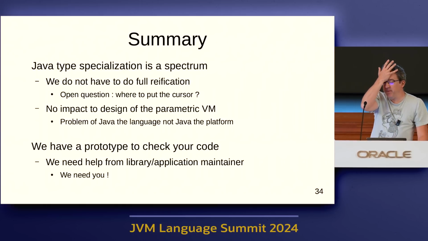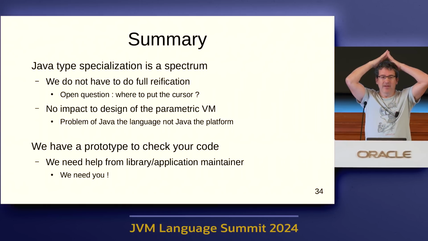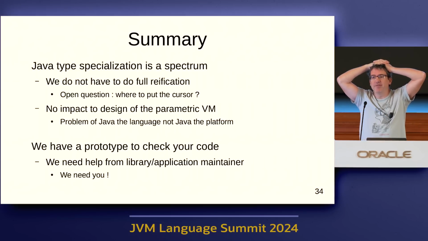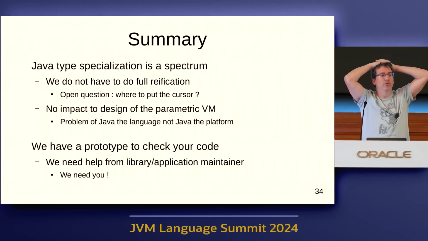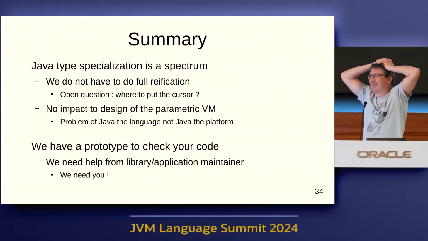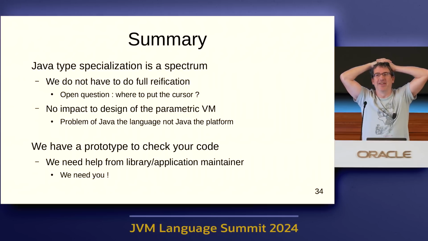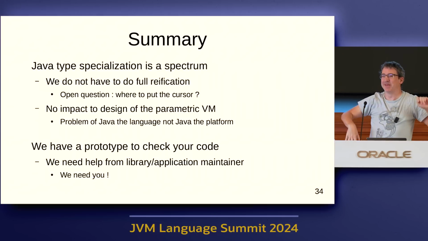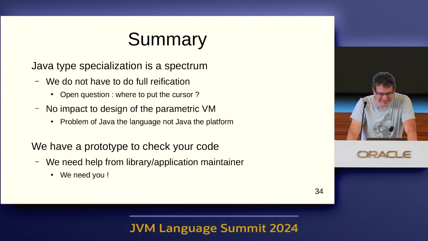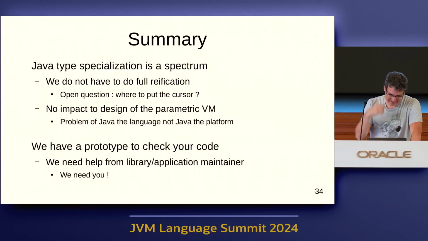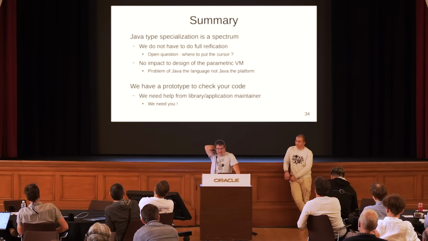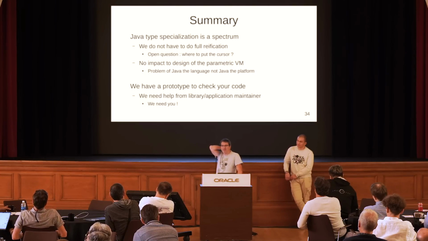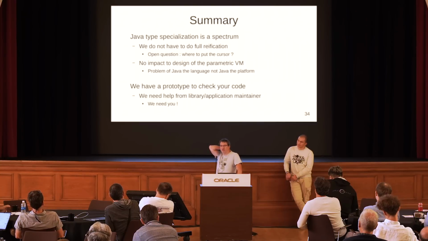So type specialization is a spectrum. We don't have to do full reification. If we do full reification, no code will work. I mean, we can't even build the JDK. And we only took 2 examples because there was a long list. It's a Java problem. It's not a Java platform problem. This is very specific to Java.